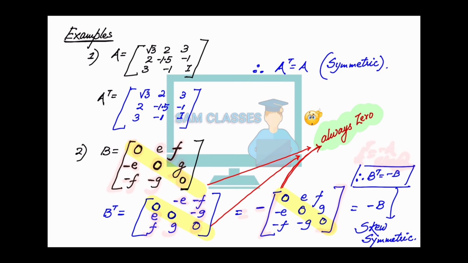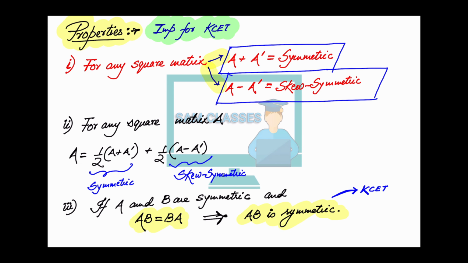Okay, very simple, clear, done. So this is the concept behind symmetric and skew symmetric. Let's see the properties from there. The questions are always asked in your KCET. Now let's see the properties important for KCET for any square matrix.